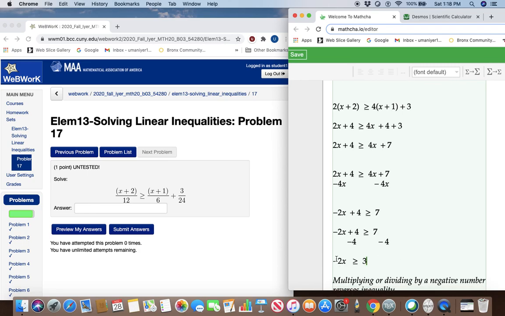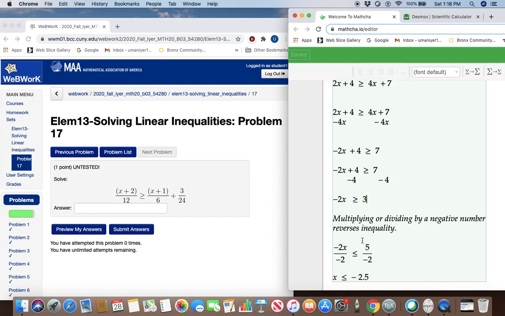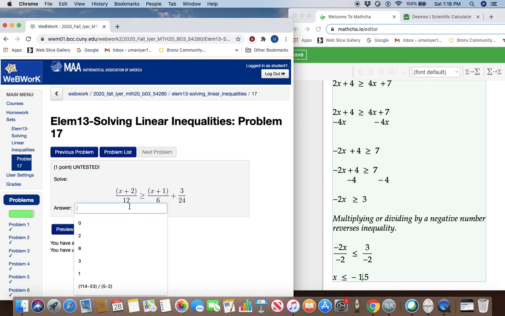I want to divide by negative 2, but multiplying or dividing by a negative number reverses inequality. So greater equals becomes less equals. All right. So that is 3 over negative 2. X less equals negative 1.5. 3 over negative 2 is negative 1.5. X less than or equal to negative 1.5.